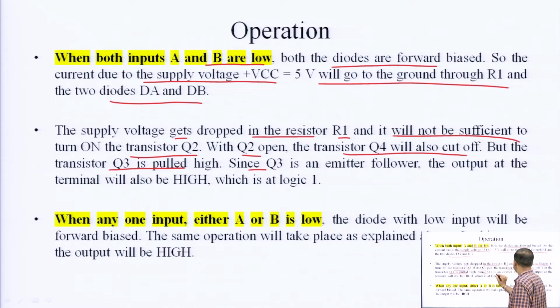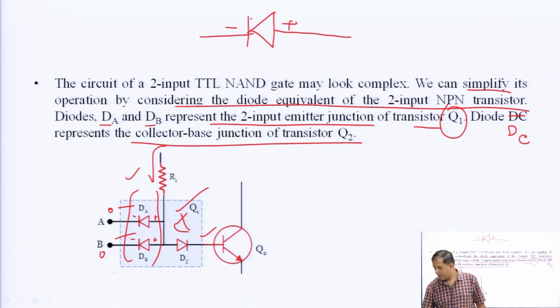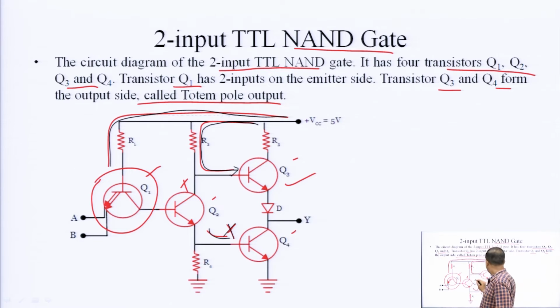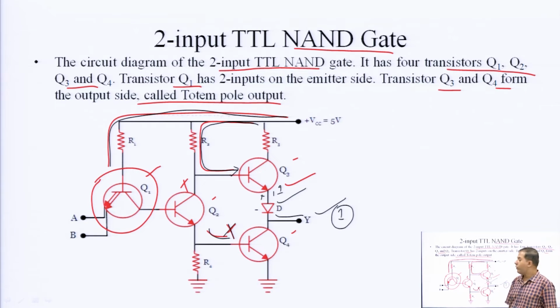Since Q3 is an emitter follower, the output at the terminal will also be high, which is our logic 1. So, if Q3 is high, then logic 1 will go to this current. Now, this is forward biased. So, current will go, this will turn on. So, this will go to Y. So, Y will be 1. Got it?